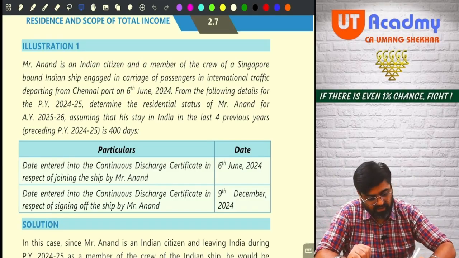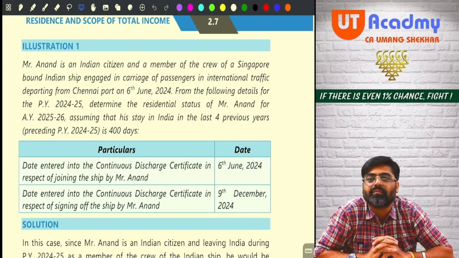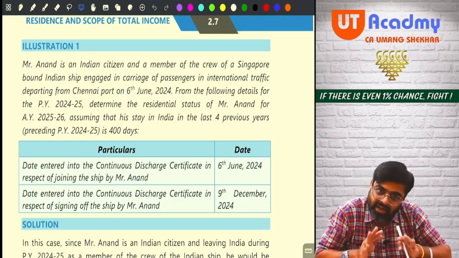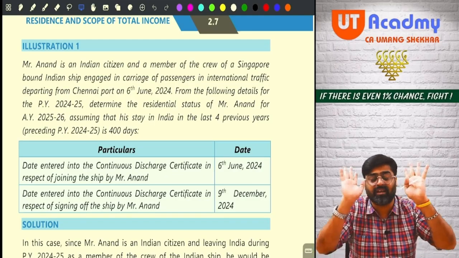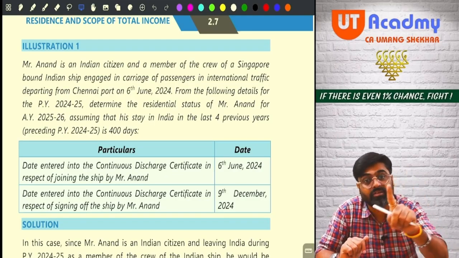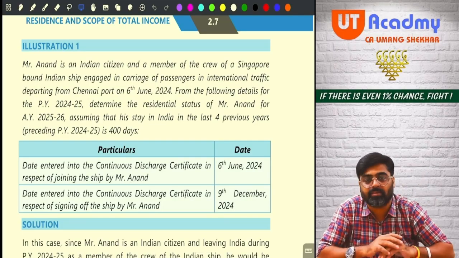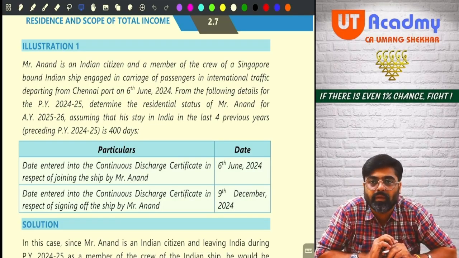Check date 6th of June. So are you leaving India during the current previous year as a crew member? Yes. So for the current previous year, residential status will be determined on the basis of basic condition A only because you are covered by the exception. Yes or no? Now please pay attention.